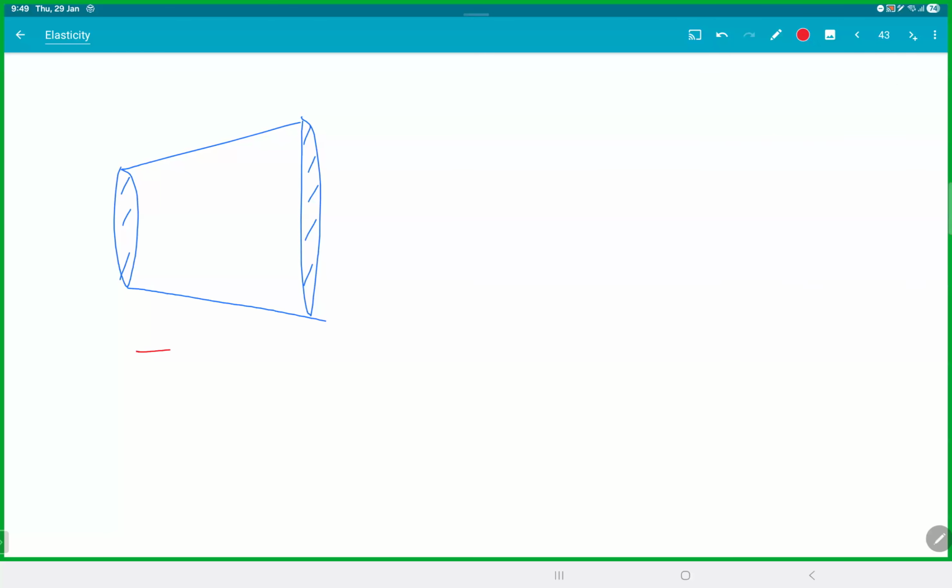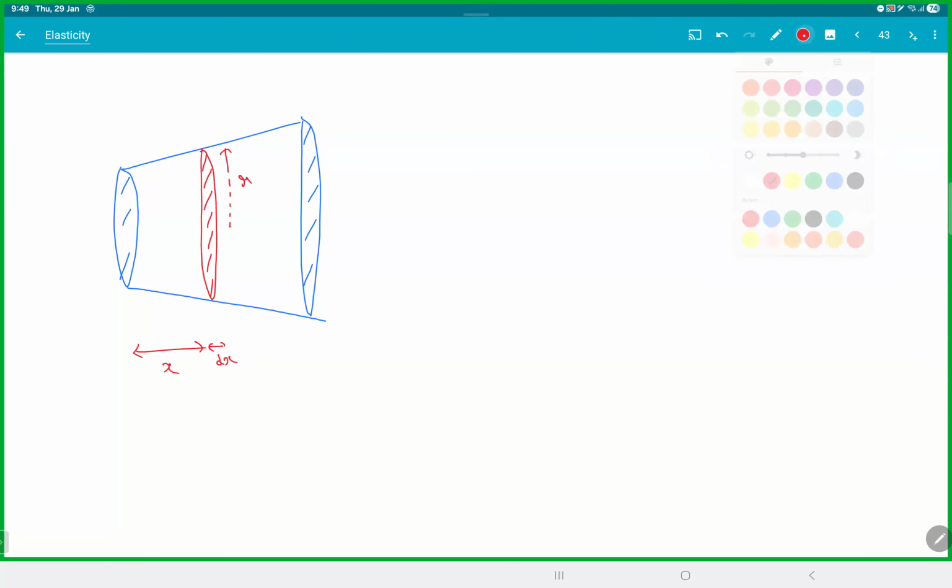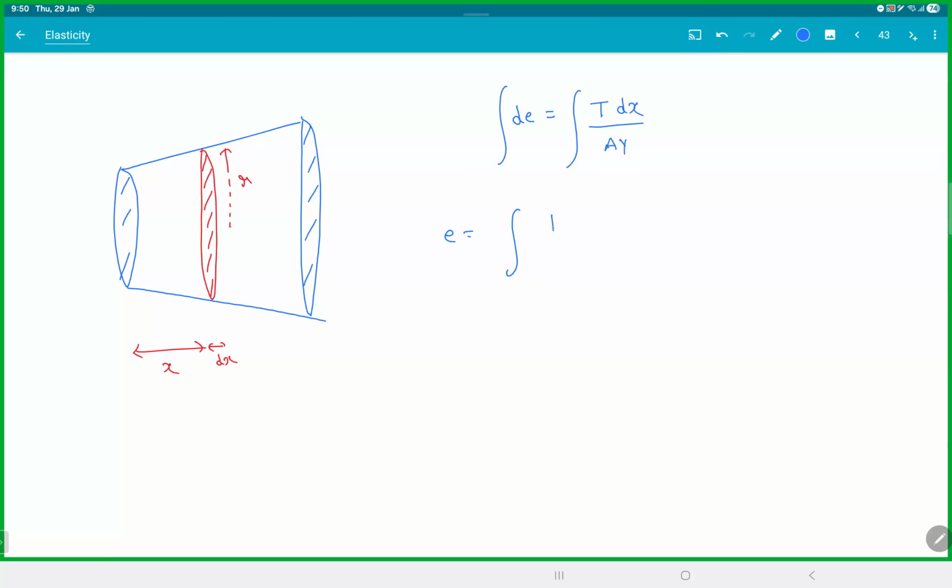Now, coming to the question. So at a distance x, we have taken a thin slice of dx and radius r. So dE, the elongation in this small piece, will be again same story, tension into dx by A y. The formula is still valid. The tension will be same, T is equal to F, because you're applying F and F on both the sides. Dx will be dx only. Area will be pi r square, and this will be y.